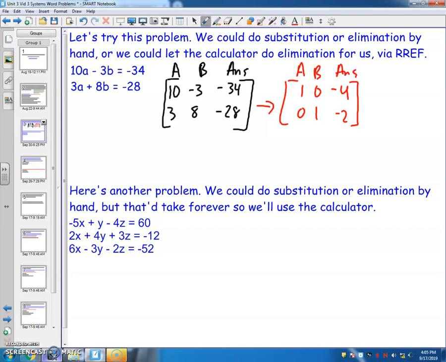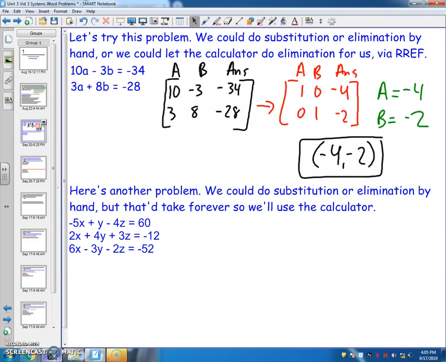Make sure you change the calculator's matrix answer back into equation form. So this means 1A plus 0B equals -4. Then 0A's plus 1B equals -2. Notice it tells you what A and B equal. So that's our answer: -4, -2.